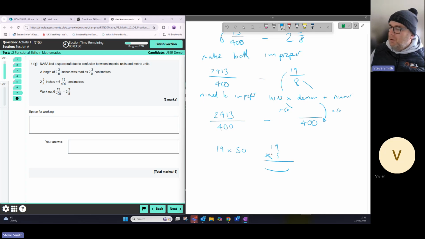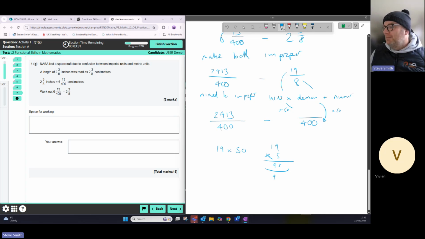I don't have to do a double multiplication. 5 times 9 is 45. 1 times 5 is 5. Add my spare, it's 9. Okay, and then I'm going to add the 0 back in there, so it becomes 950.